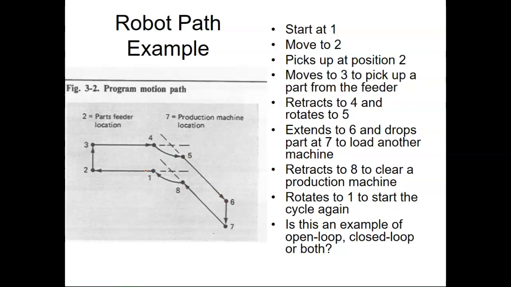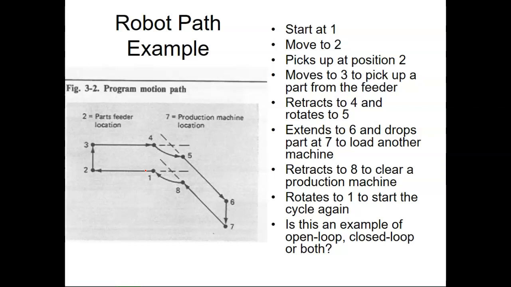Now, if this is a point-to-point, it would be best with a closed loop system, because the closed loop is going to give me feedback and say, hey, this is the point I'm at, this is the position I moved in, and this is the speed I moved at. So it's able to give you all the nuances.